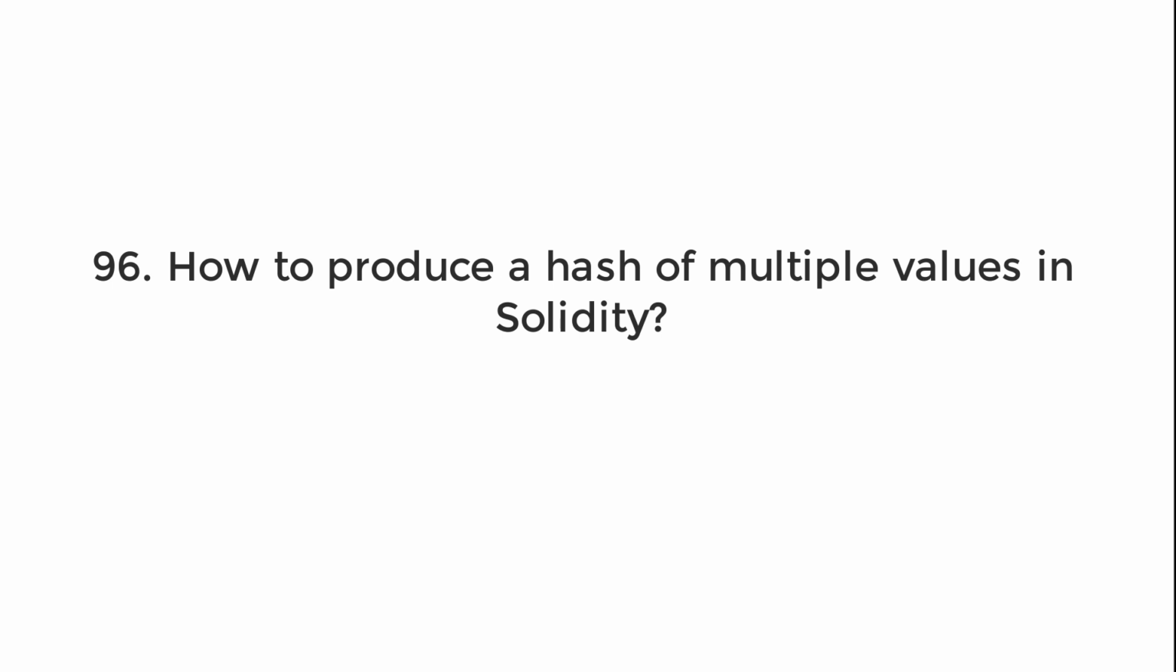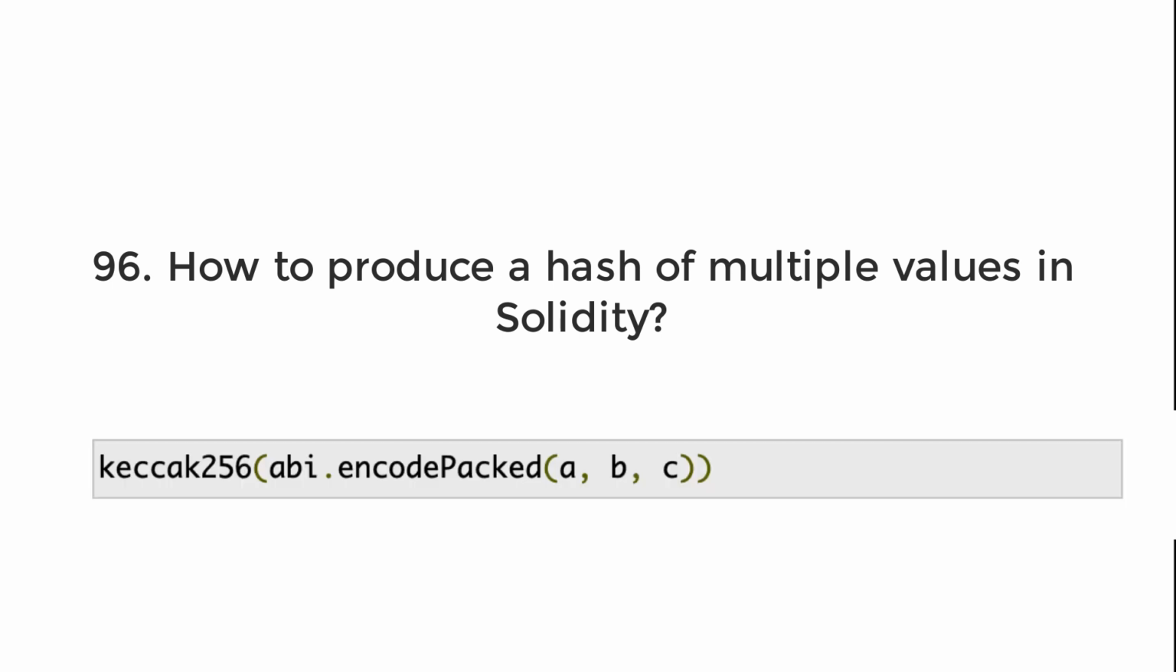How to produce a hash of multiple values in Solidity? First, you need to use the abi.encodePacked function. You can give it as many arguments as you want. The arguments are the data that you want to hash. This encodePacked function will return a bytes, which is an arbitrarily sized array of bytes, so it can have any length. But with a hash, you want a fixed size length. So for that, you're going to use the keccak256 function, and it's going to produce a bytes32.